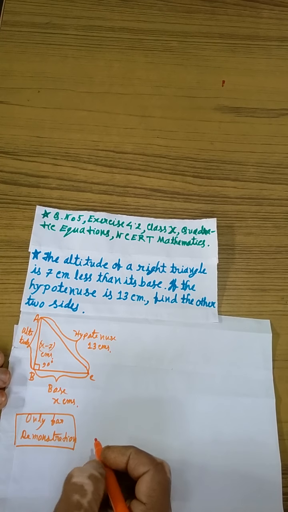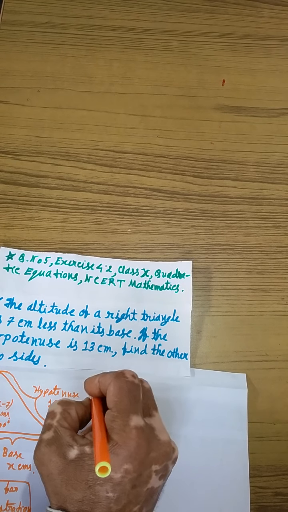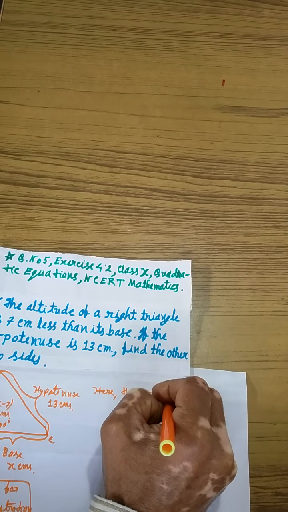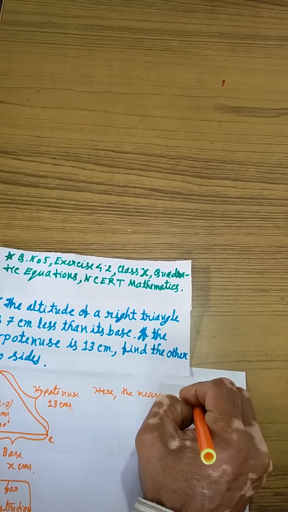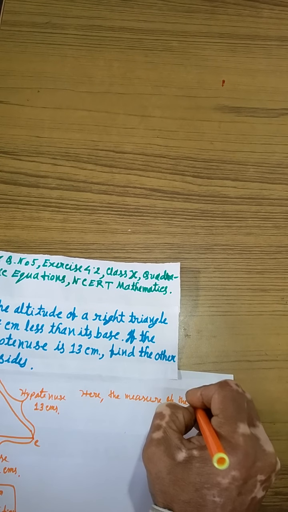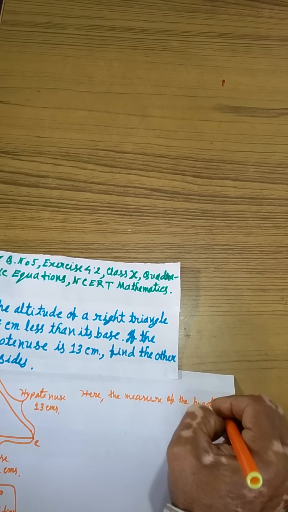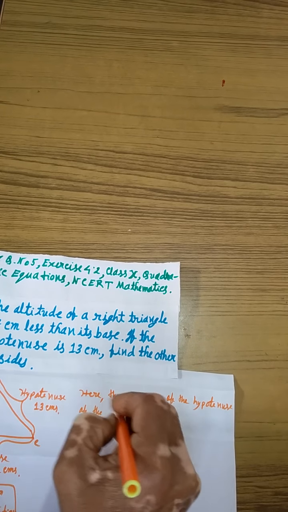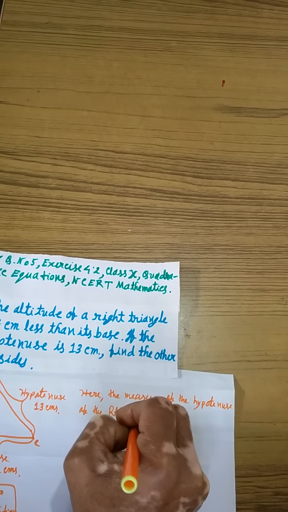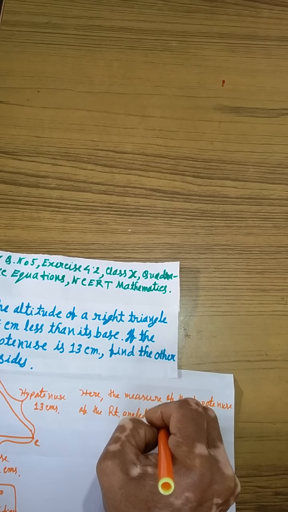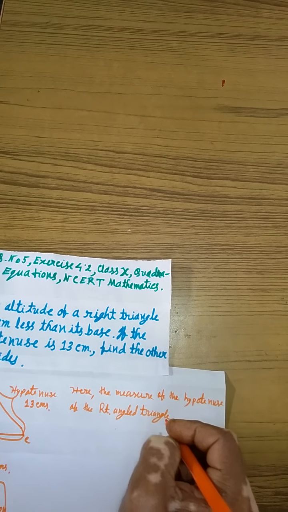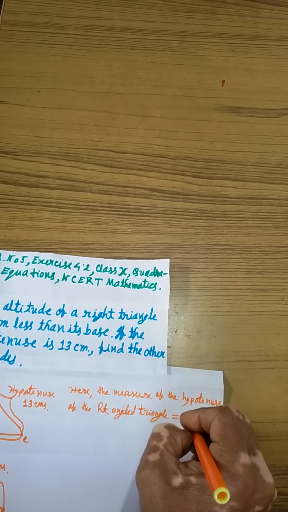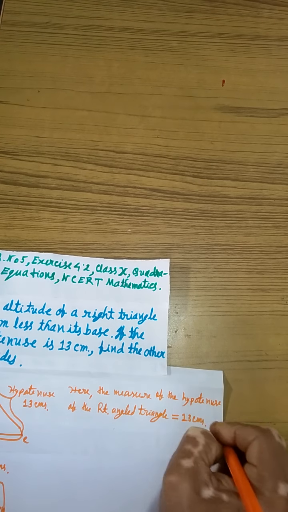So to do this sum, let us proceed in this way. Write in this way. Here the measure of the hypotenuse of the right angled triangle is equal to 13 centimeters.